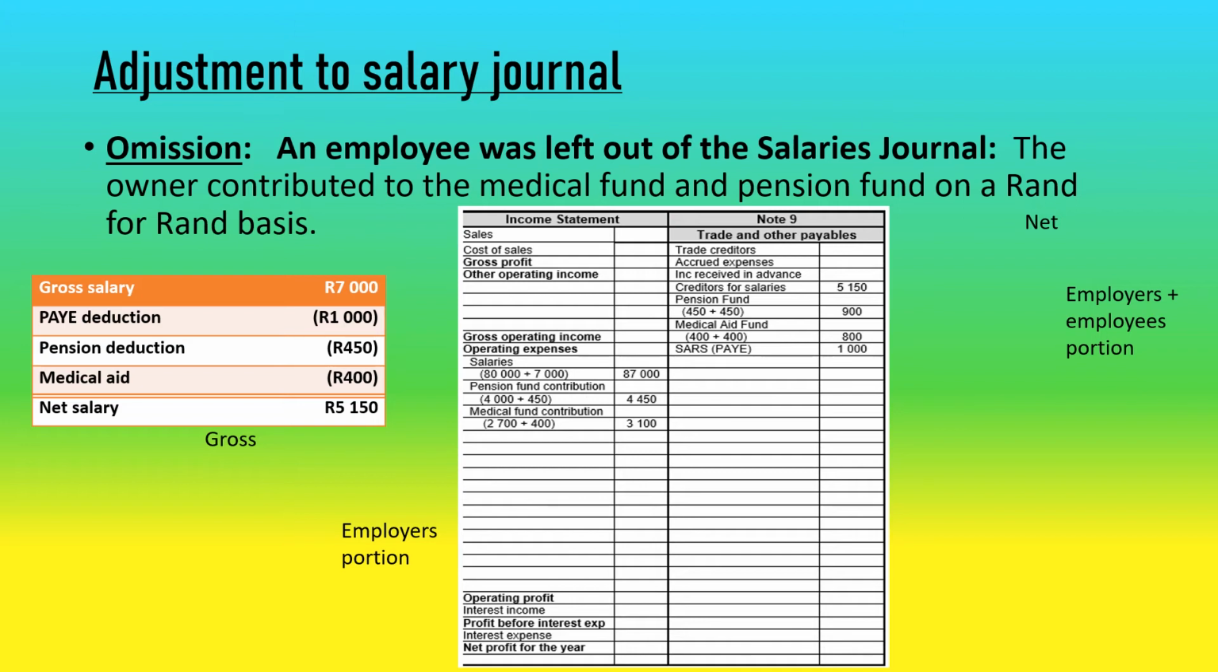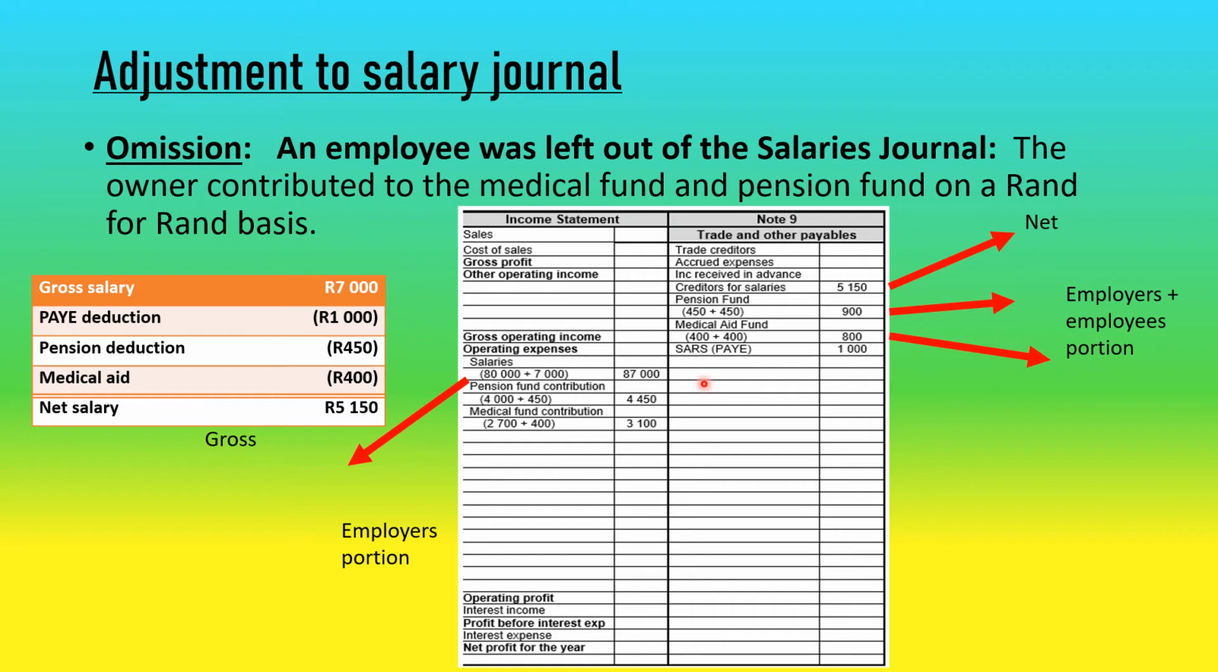So in this example, we have an employee that was left out of the Salaries Journal. The owner contributes to the medical fund and the pension fund on a rand for rand basis. Here you've got all the details of the salary, and you can see that the gross salary is 7,000. We've got the PAYE deduction, the pension deduction, the medical aid deduction to give us the net salary of 5,150.